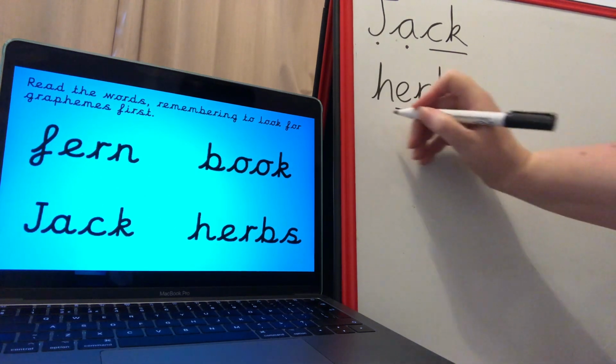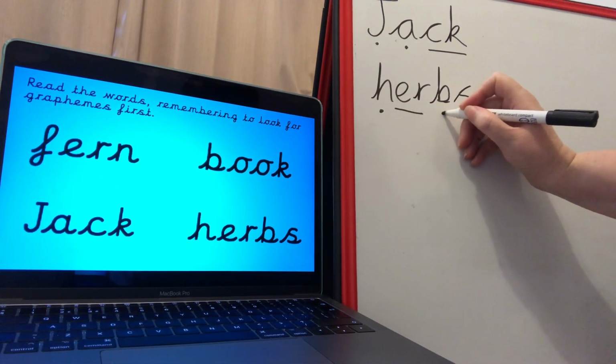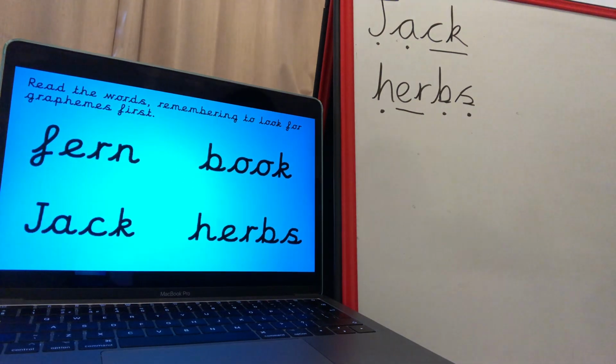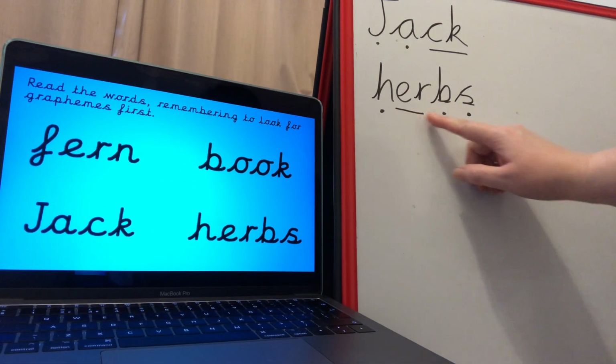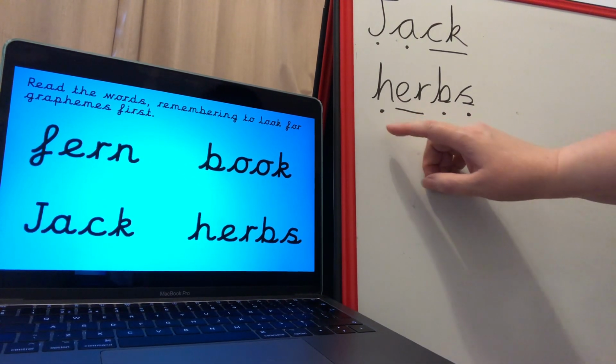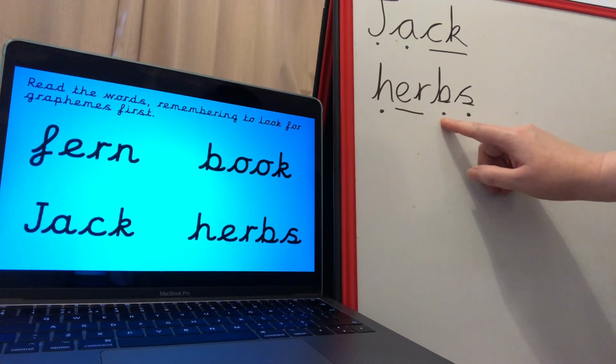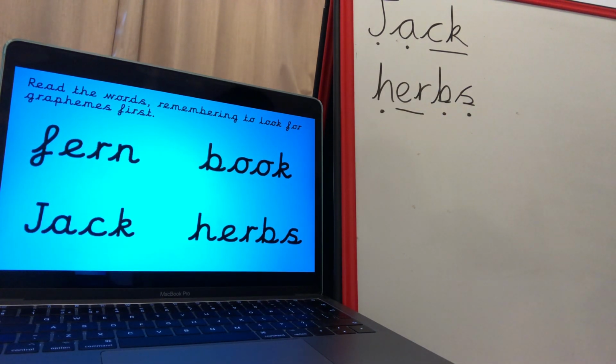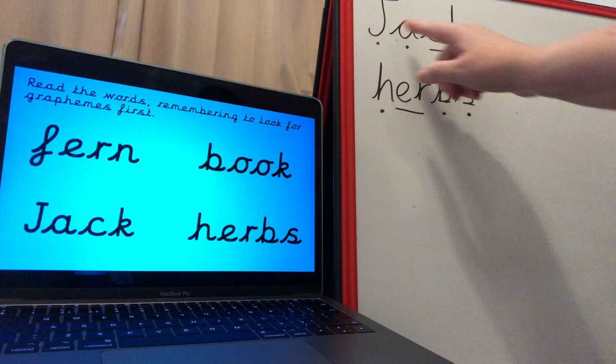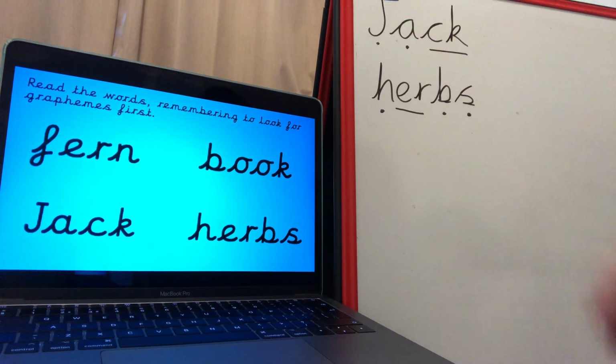And the second one has got a digraph just there. Can you segment and blend it with me? Herbs, herbs, herbs. I hope you notice this one up here, Jack, had a capital J because it's a name and names always have capital letters at the start.